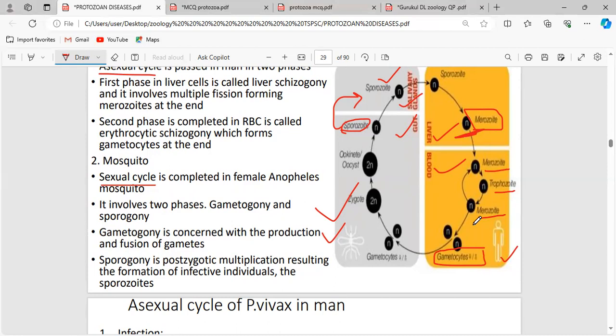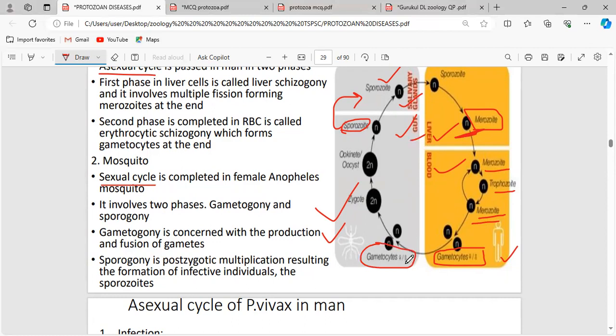You know the basic difference between binary fission and multiple fission. Now this merozoite develops into the gametocyte, male and female gametocyte. Very good. When the mosquito bites an infected person, this gametocyte is taken up by the mosquito and reaches the gut of the mosquito.